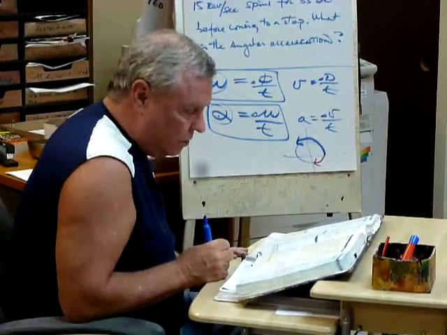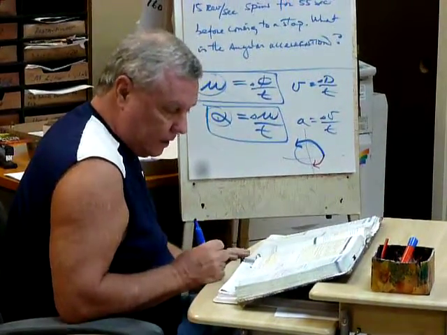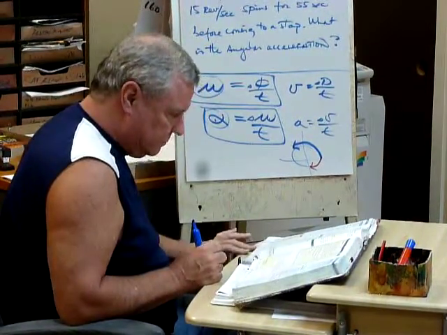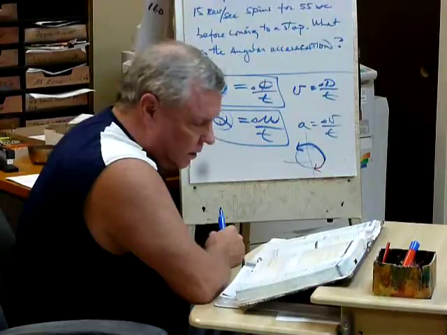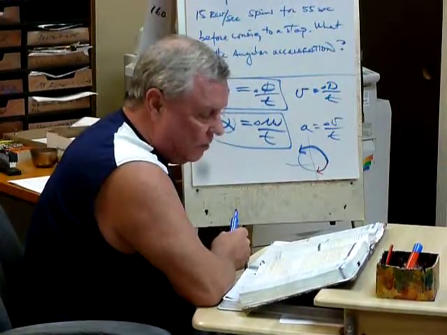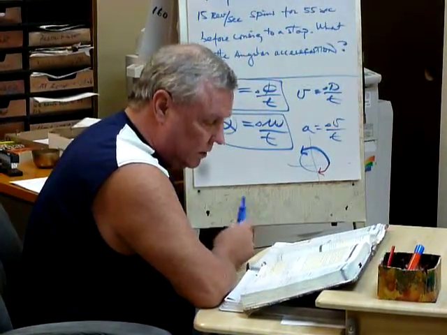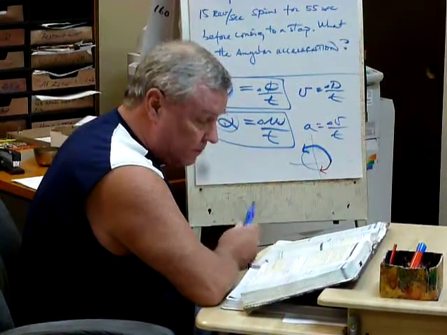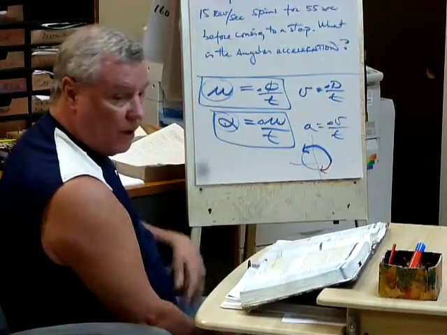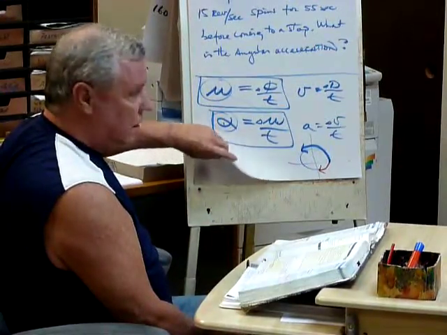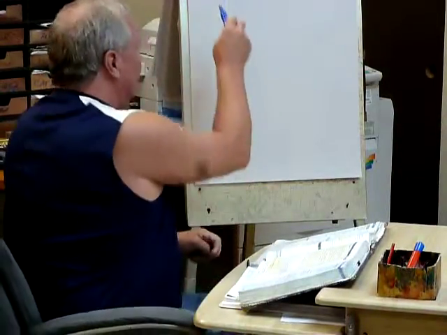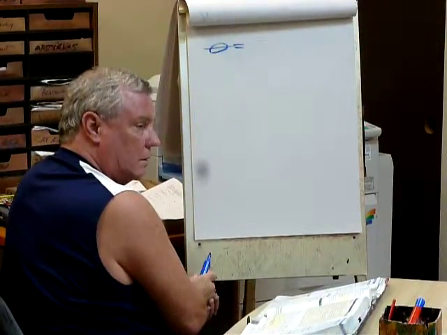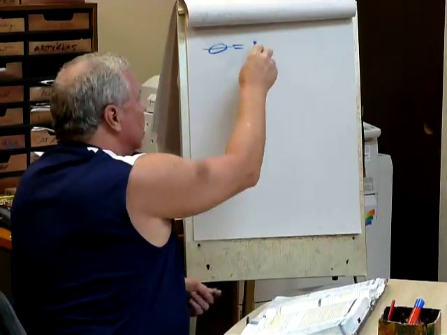Okay, on page 247, number 3. It says a Ferris wheel has an angular displacement of pi over 4 rads, which corresponds to an arc length of 29.8 meters. What is the Ferris wheel's radius? Do we have a way to figure this out? Yes. Do we have a formula with angular displacement? Arc length equals radius times theta.